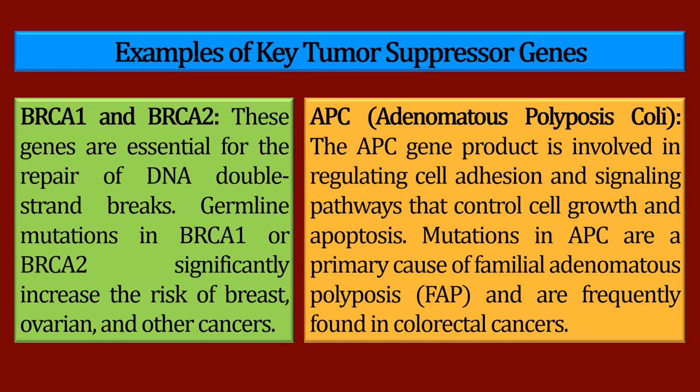Adenomatous polyposis coli. The APC gene product is involved in regulating cell adhesion and signaling pathways that control cell growth and apoptosis. Mutations in APC are a primary cause of familial adenomatous polyposis and are frequently found in colorectal cancers. BRCA1 and BRCA2. These genes are essential for the repair of DNA double-strand breaks. Germline mutations in BRCA1 or BRCA2 significantly increase the risk of breast, ovarian, and other cancers.